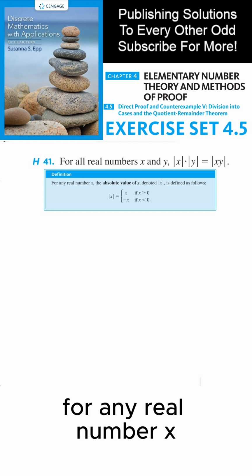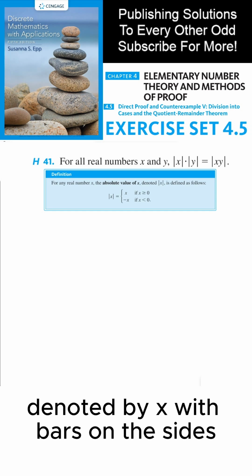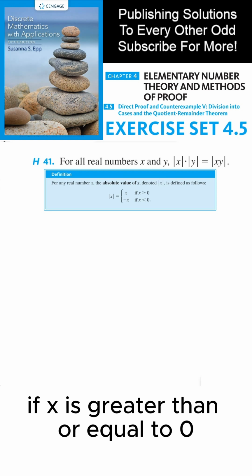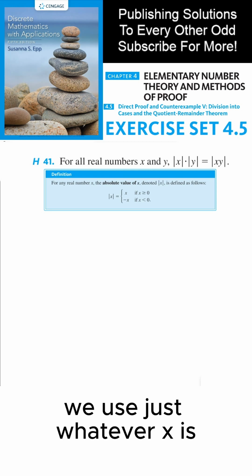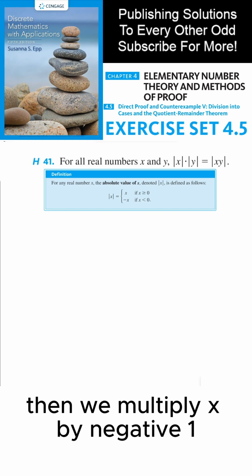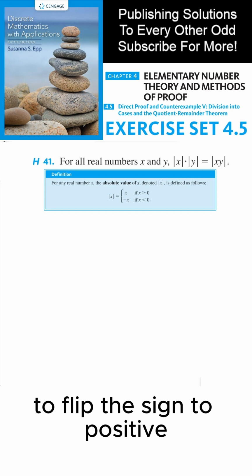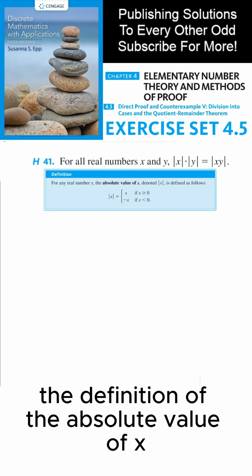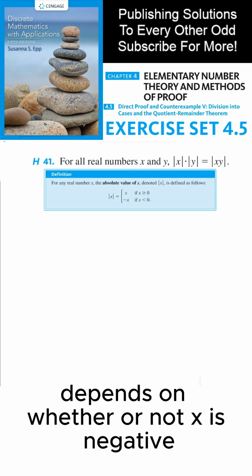For any real number x, the absolute value of x, denoted by x with bars on the sides, is defined as follows. If x is greater than or equal to 0, we use just whatever x is. But if x is negative, then we multiply x by -1 to flip the sign to positive, so that no matter what, the output of this absolute value is positive. So if you notice, the definition of the absolute value of x depends on whether or not x is negative.